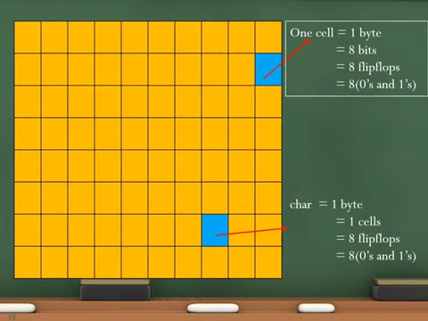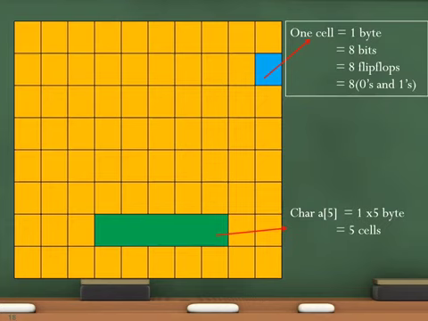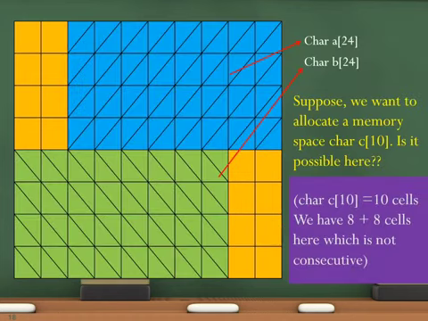When it is a character, it can occupy 1 byte, that is equal to 1 cell, that is equal to 8 flip-flops. It can save 8 zeros or ones. When it is a character array, one character is equal to 1 byte. So, in a character array of size 5, it will be equal to 1 into 5 bytes, which is equal to 5 cells. Now that we know what is a memory cell, let's see the need for a data structure.